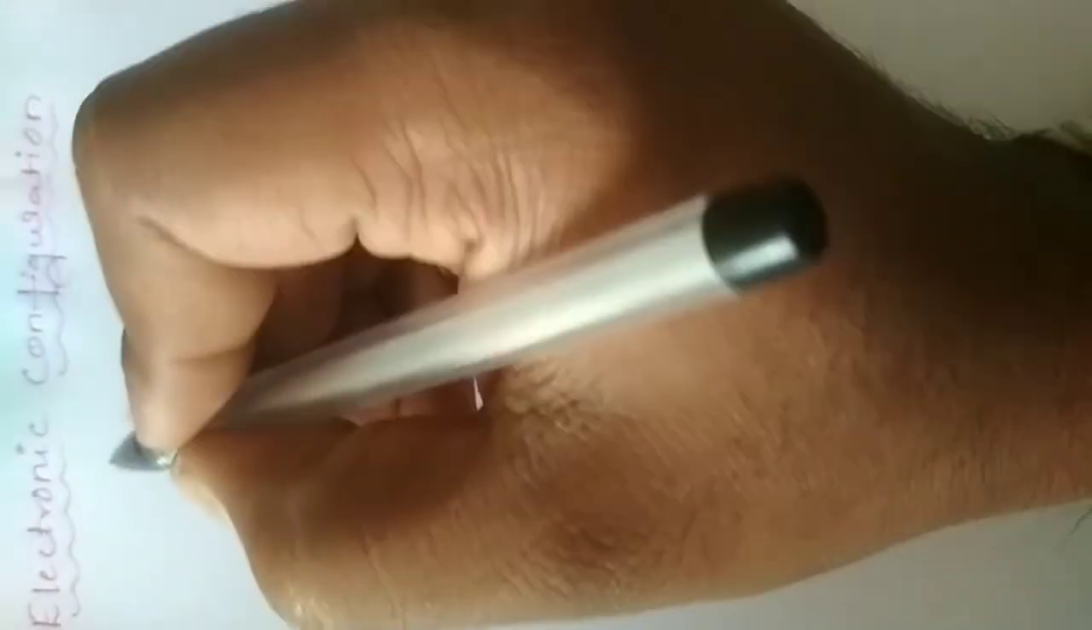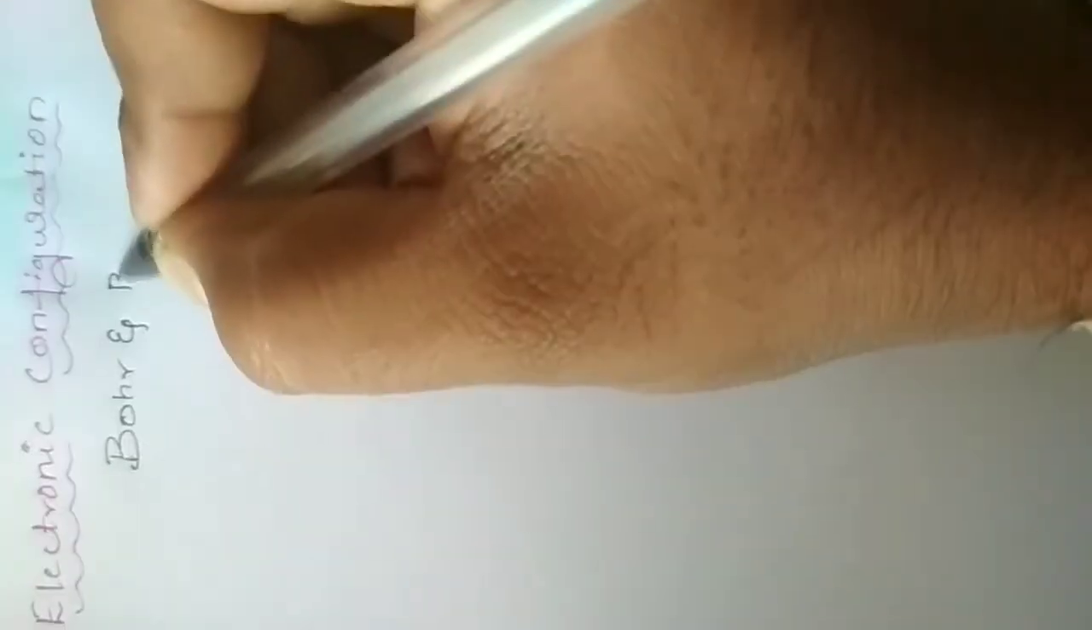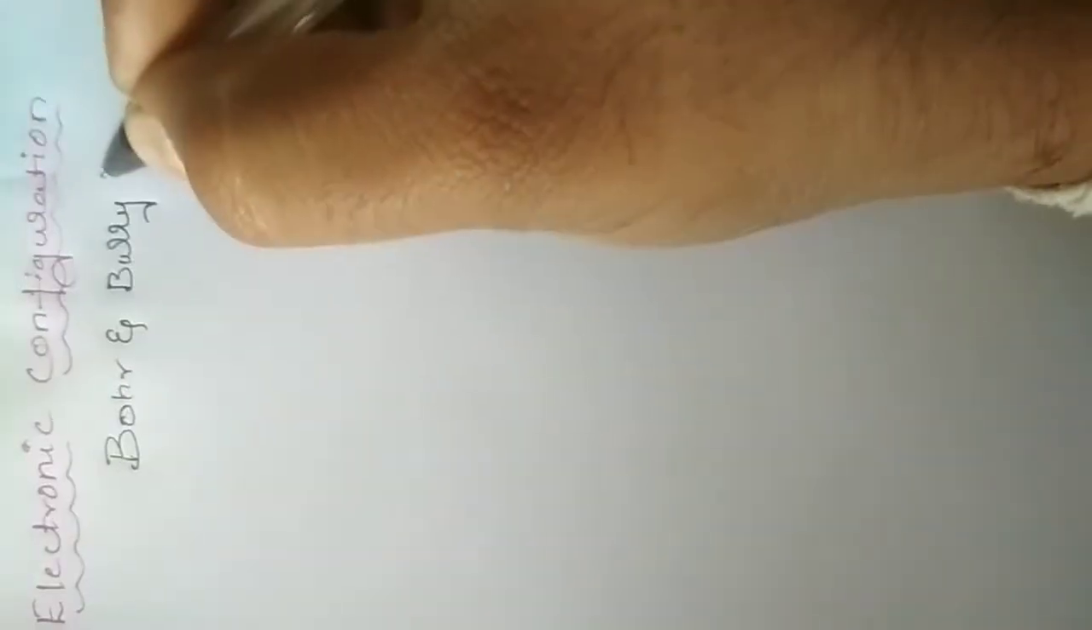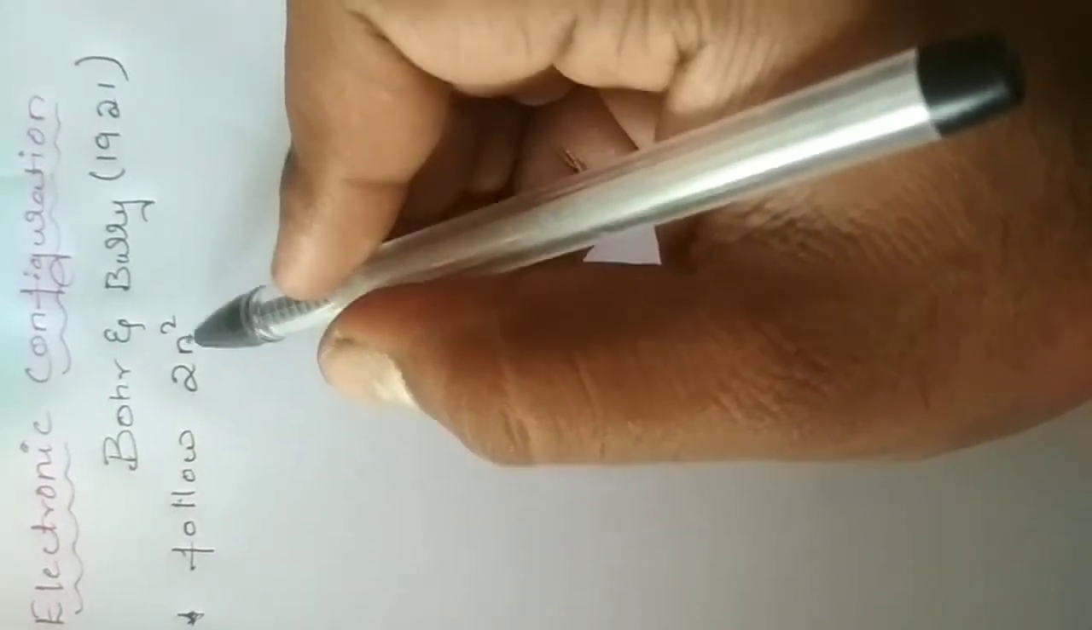Electronic configuration was introduced by Bohr and Bury in 1921. The first concept they followed is the 2n² rule. Here n is the principal quantum number, which starts from 1, 2, 3, 4, correct? Now, next follow the principles.